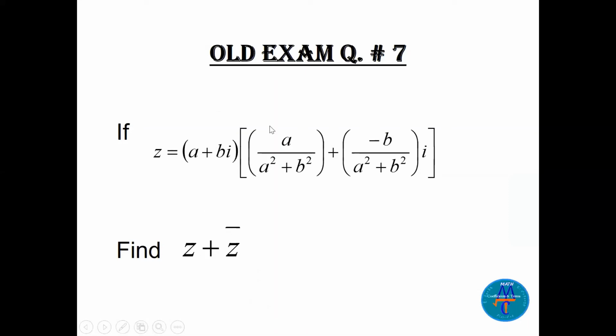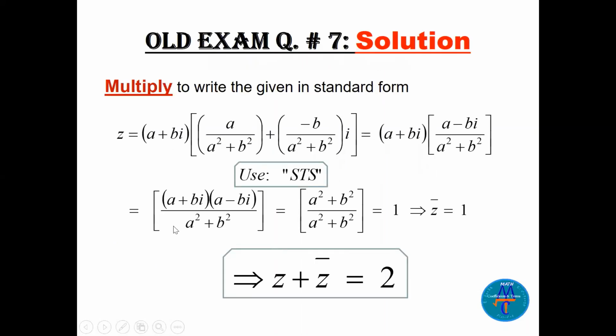So the only thing you have to do is simplify this until you get the standard form, let's say 7 plus 10i. Then you find the conjugate, then you add them. Now, believe it or not, when you simplify z, it will be 1. Believe it or not.